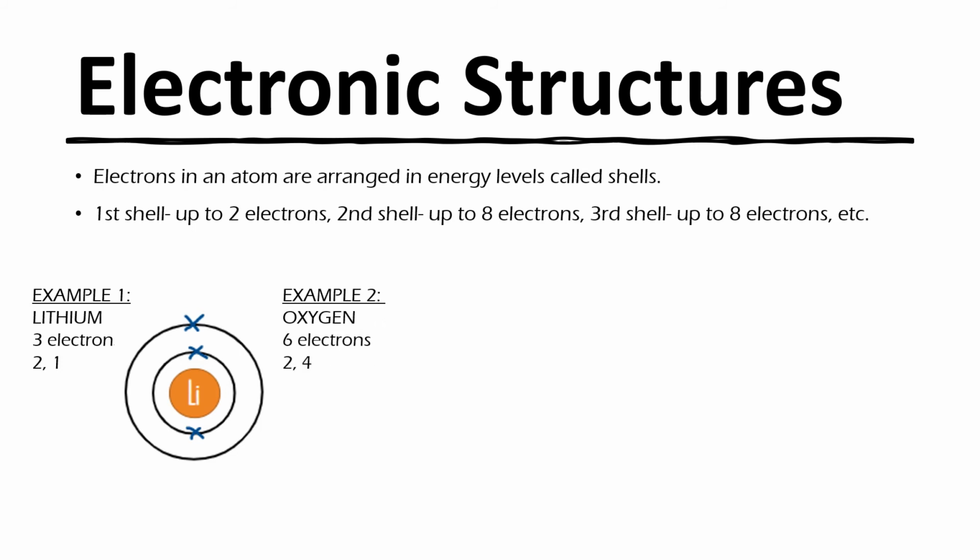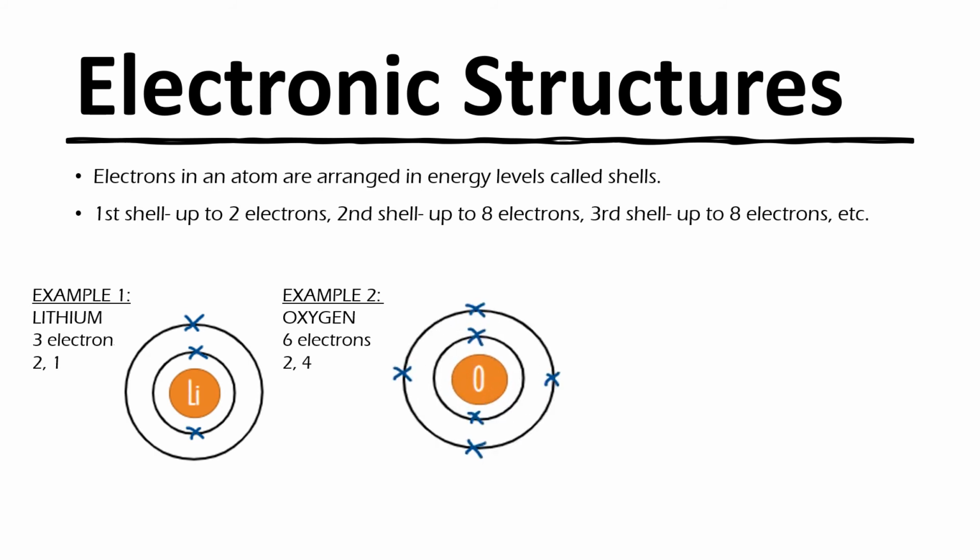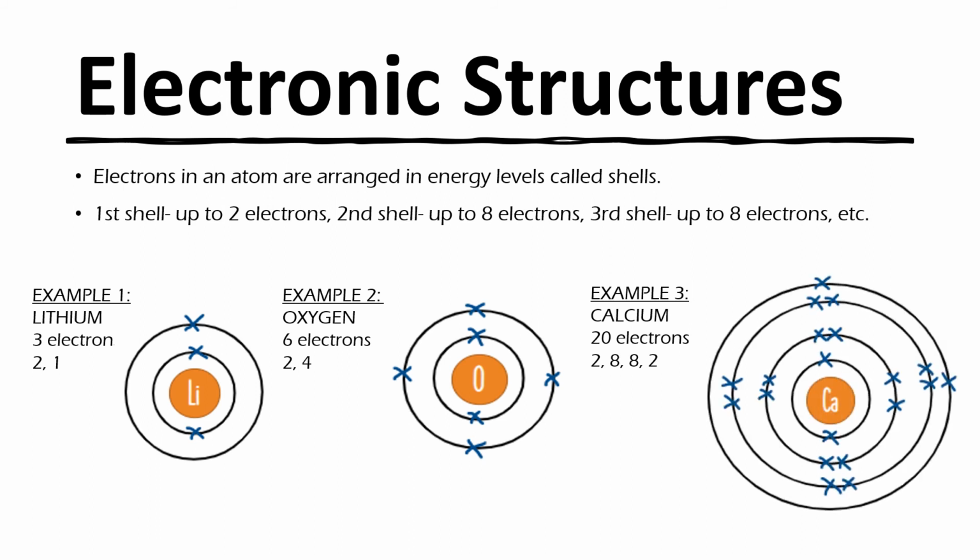Next, we have oxygen. Oxygen has 6 electrons. So again, 2 will go into the lowest energy shell, and the remaining 4 electrons will go into the second energy shell. Lastly, we have calcium. Calcium has 20 electrons, and it's also the most difficult structure you'll have to know. So again, we put 2 electrons in the shell closest to the nucleus, and then 8 electrons in every next shell, all the way down to the 4th shell, where you only put the 2 remaining electrons, so that you have 20 electrons altogether.